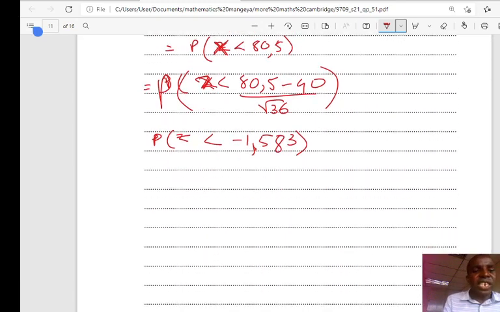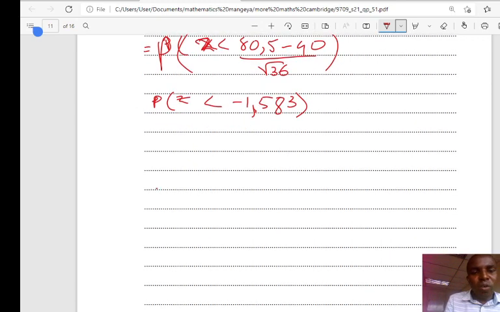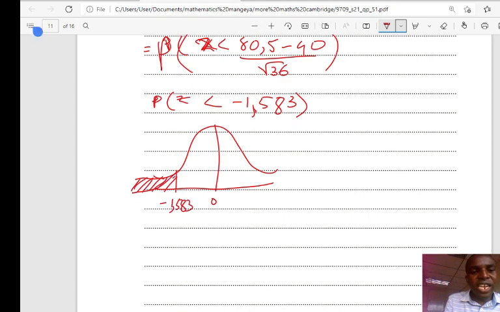Right, then after that, using our normal table, we can draw our diagram here. 0, negative 1.583, then it's less than, which means is this area needed? This area, so less than, it will be 1 minus phi, with the smaller area, 1 minus phi of A, which is equal to 1 minus phi of 1.583.